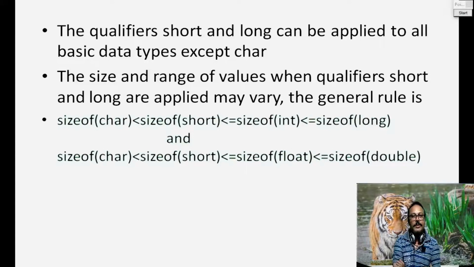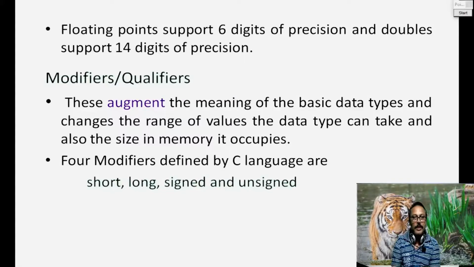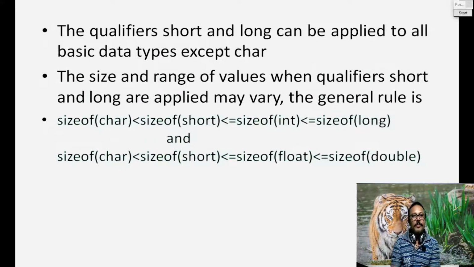The qualifiers. What are the qualifiers? Short, long, signed and unsigned. We discussed the qualifiers signed and unsigned. Now short and long. The qualifiers short and long can be applied to all basic data types except char. The size and range of values when qualifiers short and long are applied may vary. The general rule is like this: size of char is less than size of short, which is less than or equal to size of integer, which is less than or equal to size of long, etc. So you can use these qualifiers short and long.